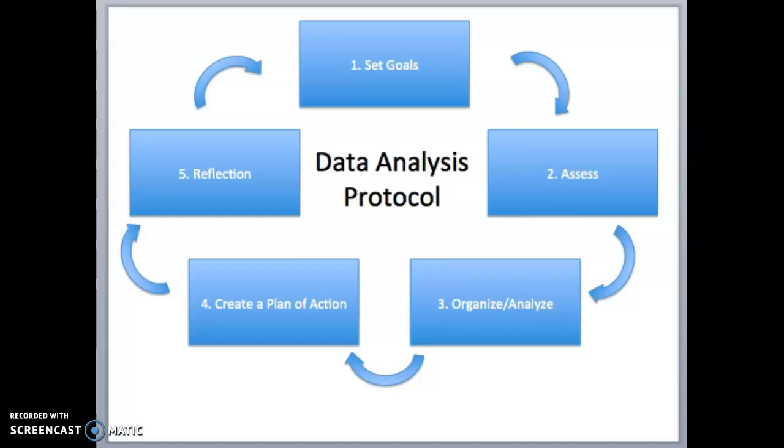Next would be the reflection piece. So how did students do overall? And then how does that align with the goal? Are we on track? And if not, what changes could we make?